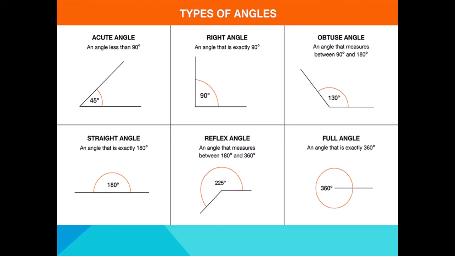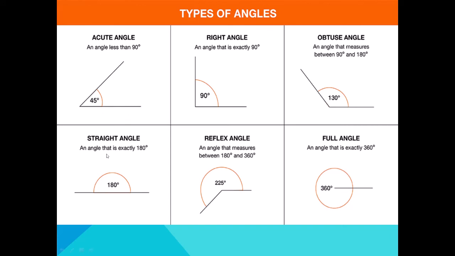Different types of angles. First, acute angle. An angle that measures more than 0° and less than 90° is called an acute angle. Next one, right angle. An angle that measures exactly 90° is called a right angle. Next one, obtuse angle. An angle which measures more than 90° and less than 180° is called an obtuse angle.